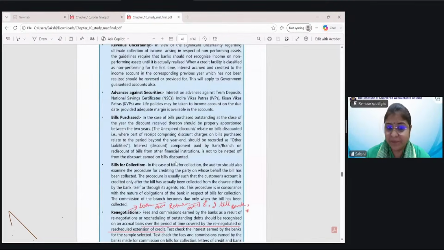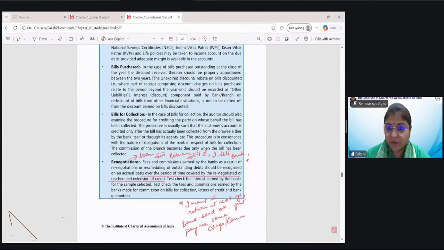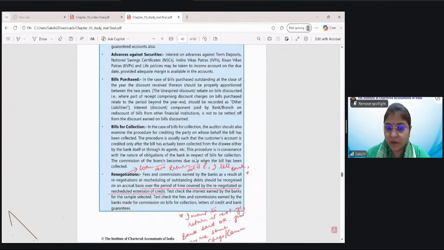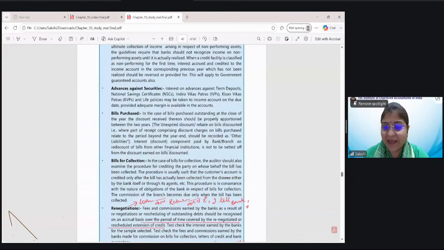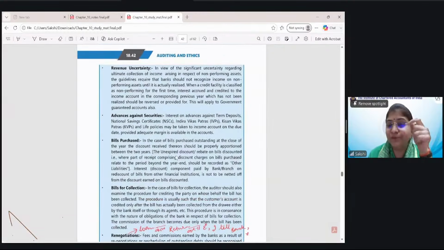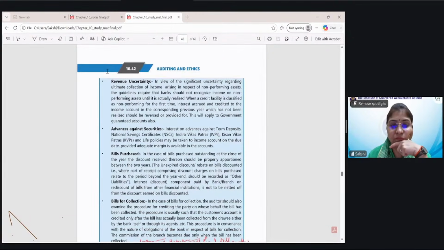See what they say. Come here, bills purchased: interest component paid by the bank on rediscount of bills from other financial institutions is not to be netted off from the discount earned on bills discounted. Is this much clear to all of you? Have all of you understood this bill discounting and rediscounting?